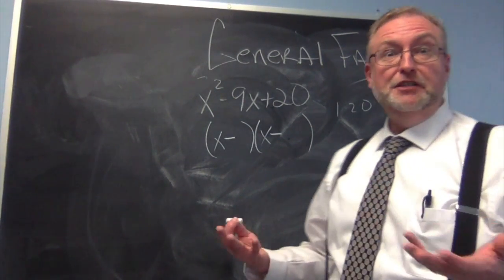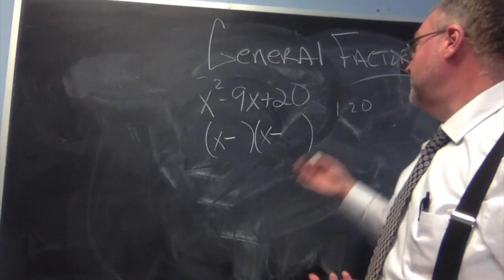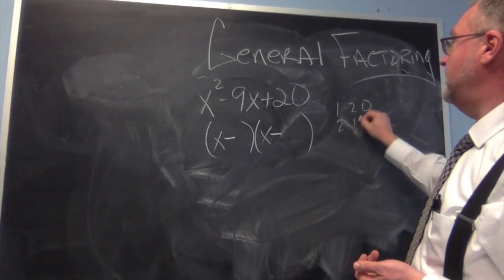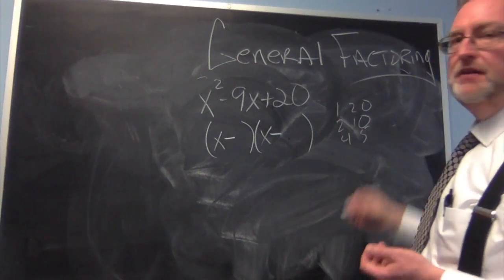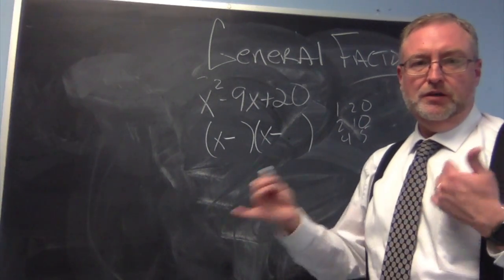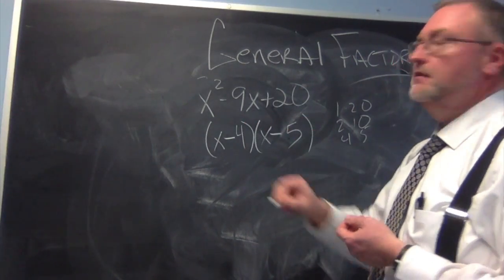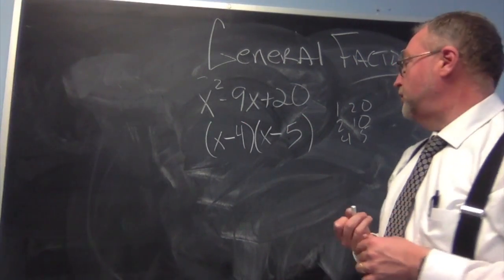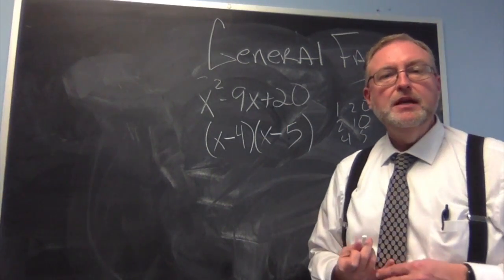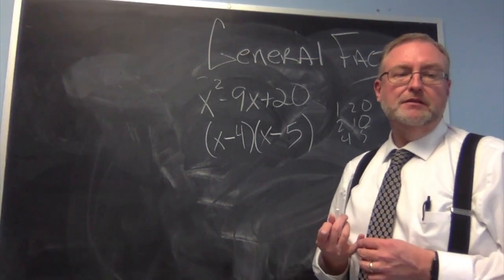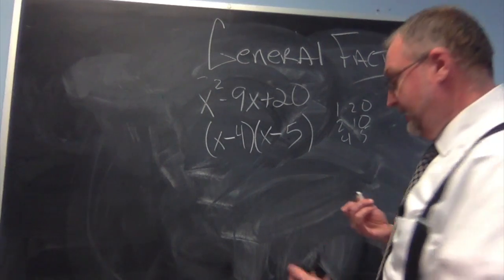So things never change. All right, so anyways, you should have the answer here. You have 1 times 20 or 2 times 10 or 4 times 5. Obviously, which one of those works out to equal 9 when added together? It's obviously 4 and 5. So x minus 4, x minus 5, whatever order, but that will give you that answer. All right, so there's quite a few like that.